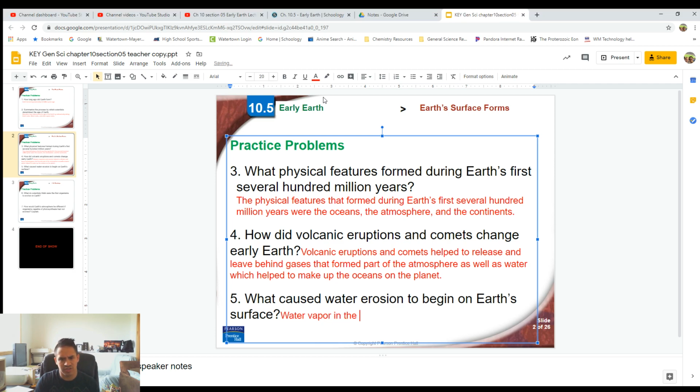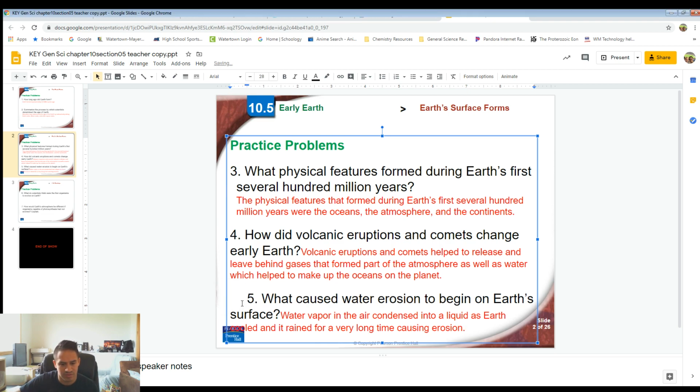Water vapor in the air condensed into a liquid as Earth cooled, and it rained for a very long time, causing erosion. Something like that. All right, so let's tab this over.